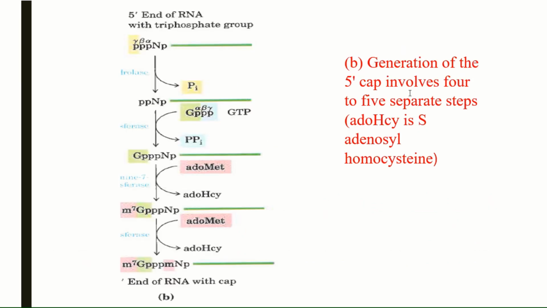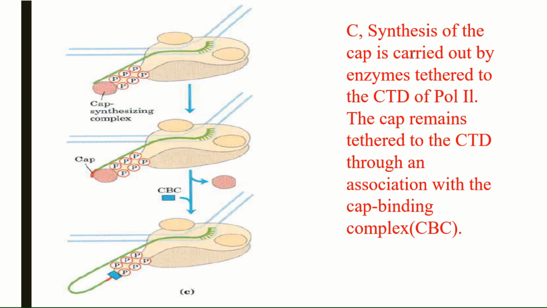This figure shows the generation of the 5' cap, which involves 4 to 5 separate steps, 1, 2, 3, 4, and 5. The synthesis of the cap is carried out by enzymes tethered to the CTD of polymerase II. The cap remains tethered to the CTD through an association with the cap binding complex, CBC. This is the cap binding complex, and this is the cap.